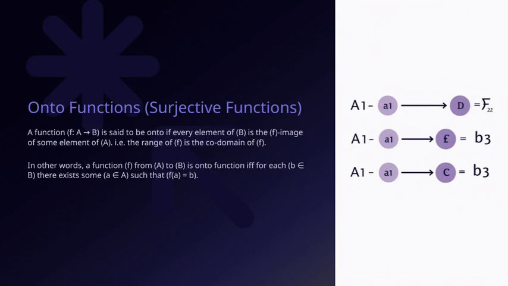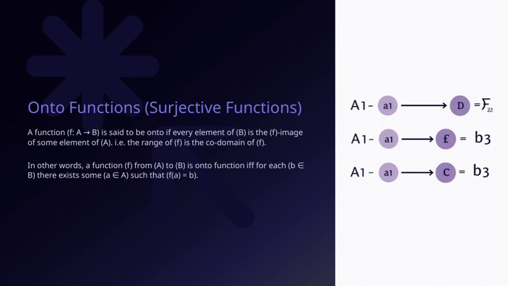So, in other words, a function, which we denote as f, from set A to set B, is called onto, or surjective, if for every element b in B, there is at least one element a in A such that when we apply the function to a, we get b. Essentially, this means that the function covers the entire set B. Every element in B has a pre-image in A.